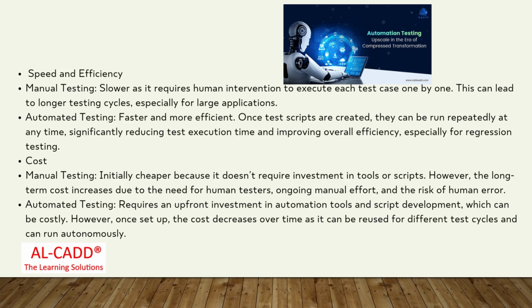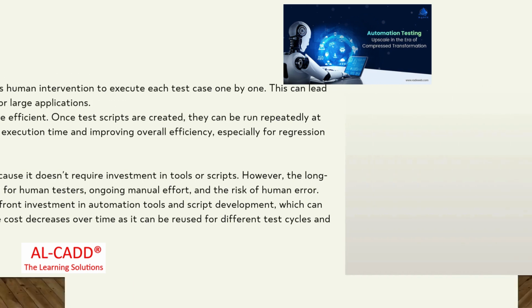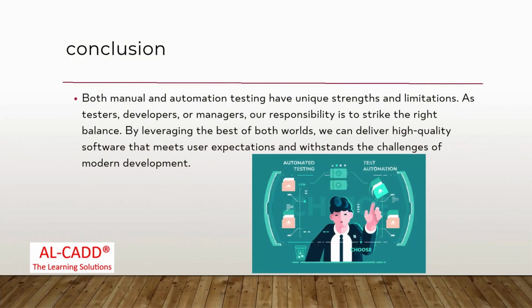So which is better, manual or automation testing? The truth is, neither is inherently better than the other. The choice depends on the context. For a new project in its early stages, manual testing is often more practical since the requirements are still evolving. On the other hand, automation testing becomes indispensable when the project matures and repetitive testing grows.